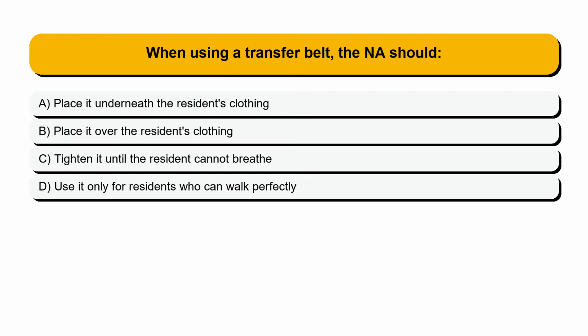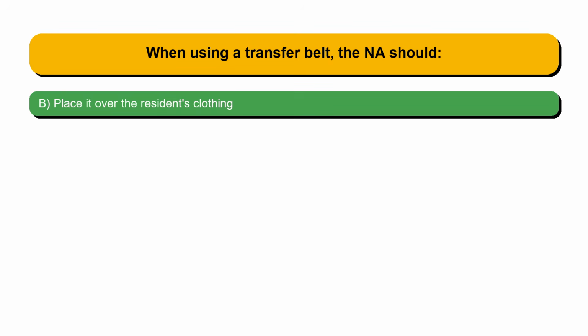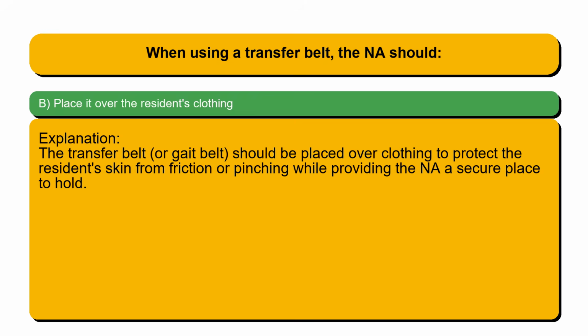Option D, use it only for residents who can walk perfectly. The correct answer is option B, place it over the resident's clothing. The transfer belt, or gait belt, should be placed over clothing to protect the resident's skin from friction or pinching while providing the NA a secure place to hold.